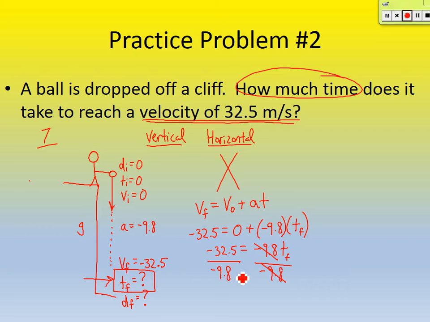So if we do that, negative 32.5 divided by a negative 9.8 in your calculator, and so time final, if you solve for it, should equal 3.32, and the units for time are seconds. And so hopefully that makes sense. Again, it's a negative divided by a negative, so time is going to be positive in this case. And time should always be positive. You can't have a negative time value. So if you get a negative time value, you got to look at your sign notation over here and make sure you've got all your signs in the right spot.